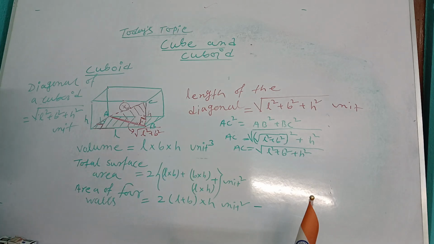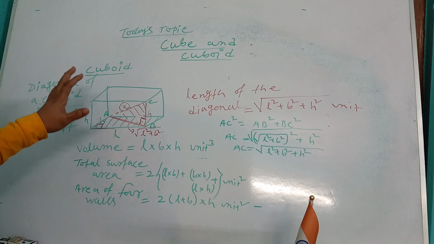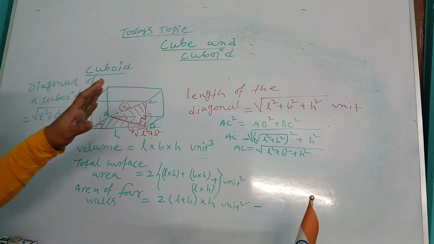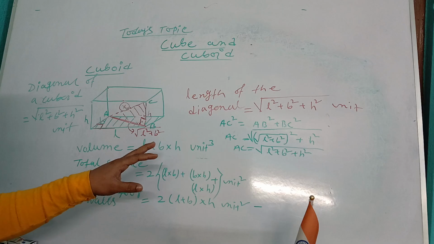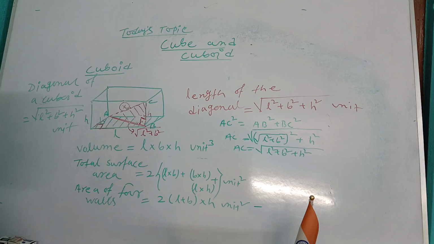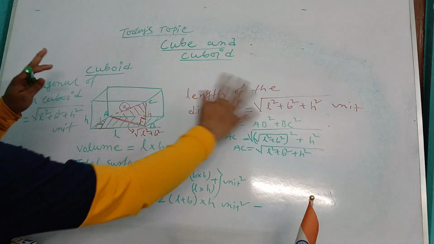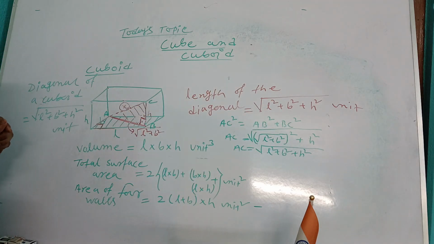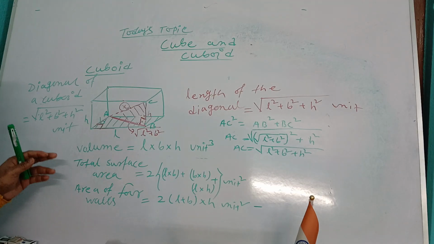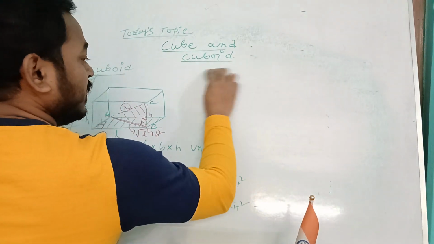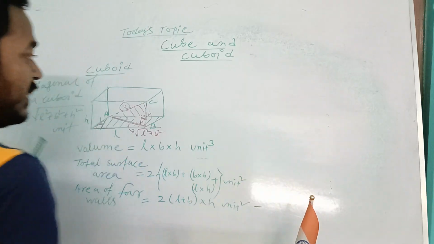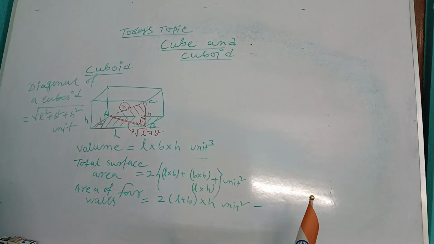So just write it. This is the information about cuboid. If we know about cuboid, then we can write everything for cube also. I'm not erasing this part, let me erase this part, so that I can write all the formulas for cube also. First I am drawing the diagram of cube.